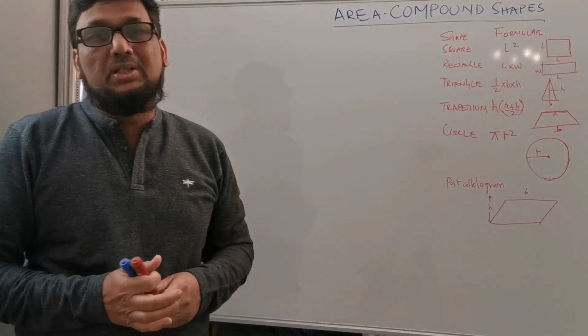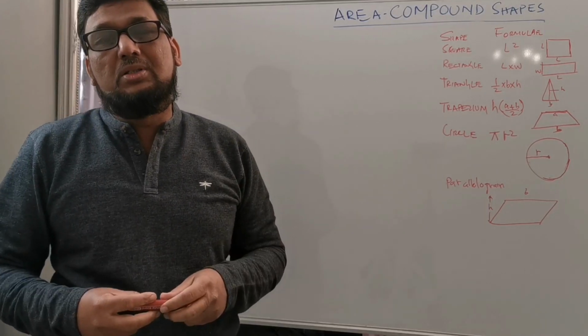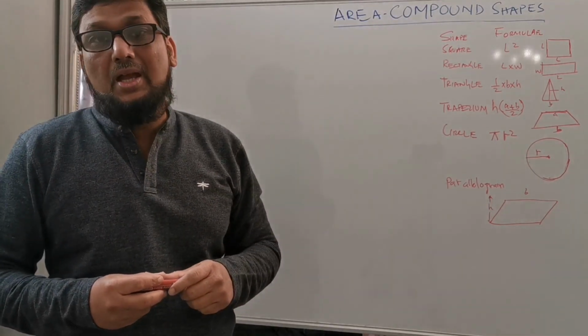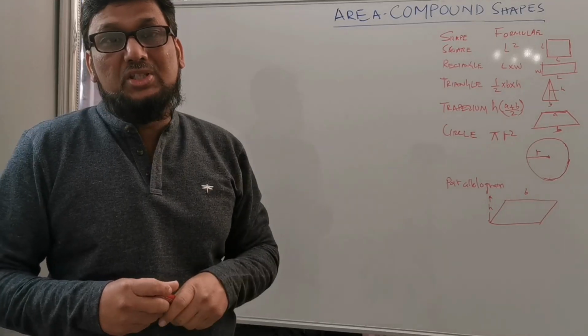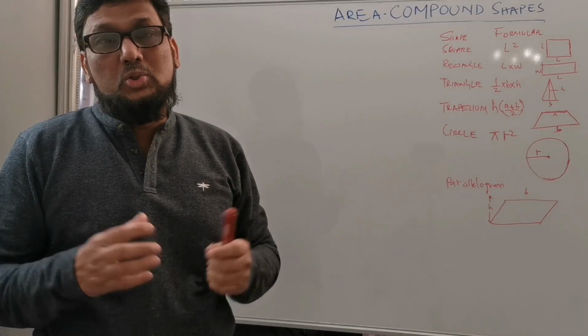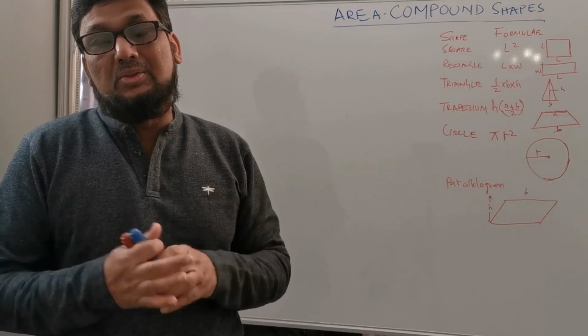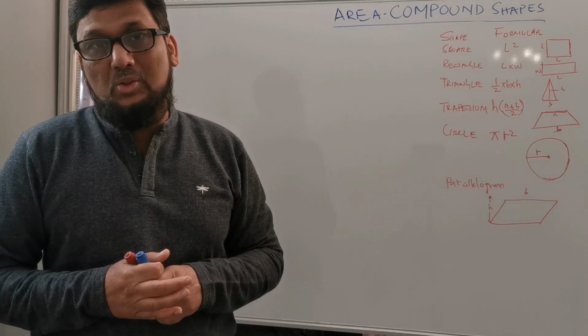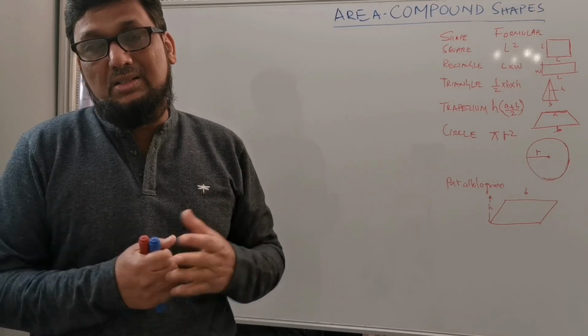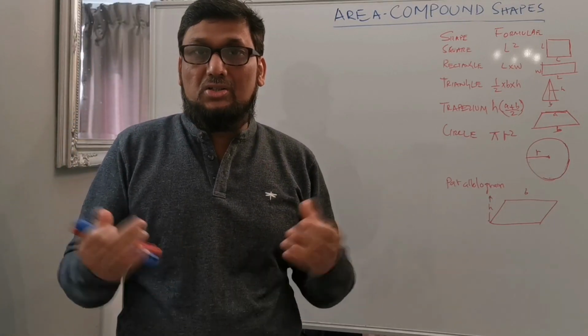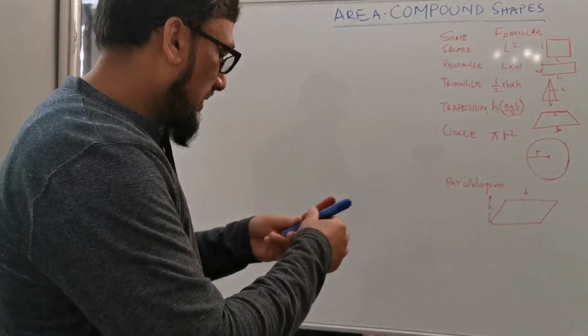Hello, my name is Mohammed and today I'm going to discuss the topic called area for compound shapes. Compound shapes means joining two shapes, like a rectangle joining with a triangle, or maybe a rectangle joining with a circle. So how do we work it out? Let me take an example.